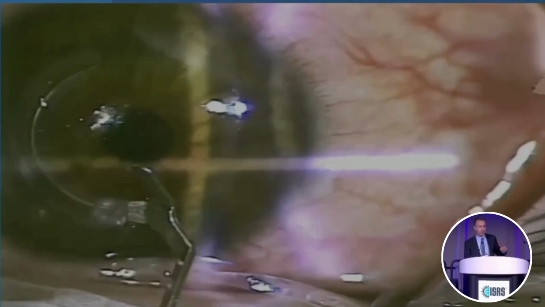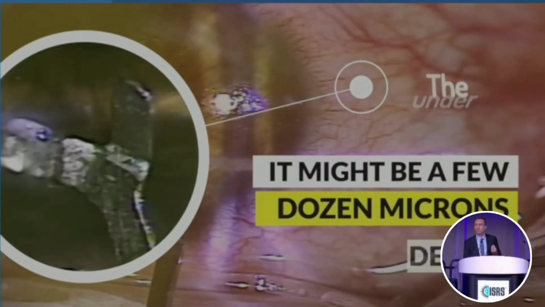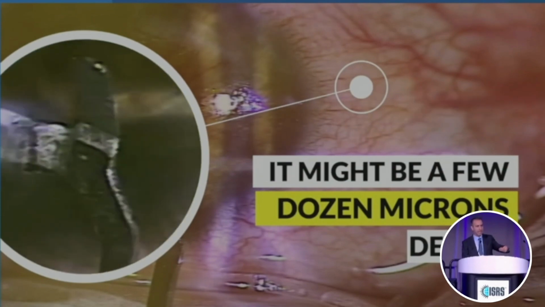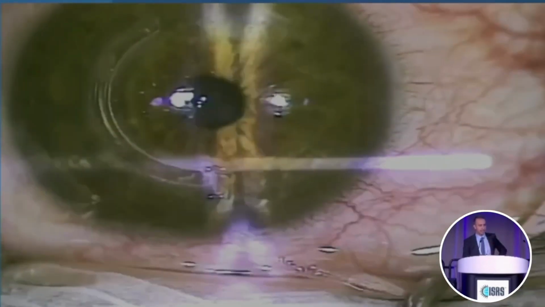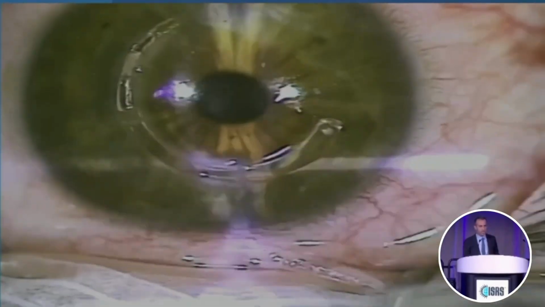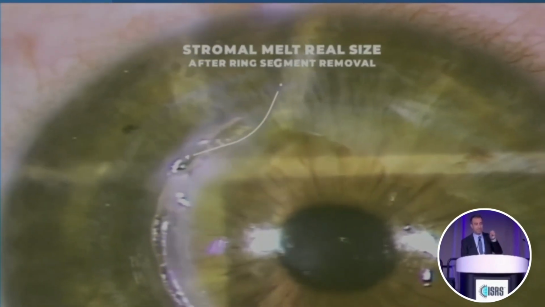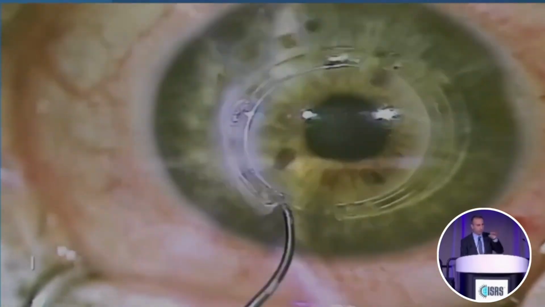I just have to be maybe a couple of dozen microns deep, and then with the Sinskey, I can sacrifice all those stromal fibers that are sandwiched between my Mickey instrument and my segment, and just engage it and take it out, like you can see. This works like a charm every single time. Now, as you can see here, the stromal melt is bigger. You might think it's small, but once you remove the ring, everything collapses.